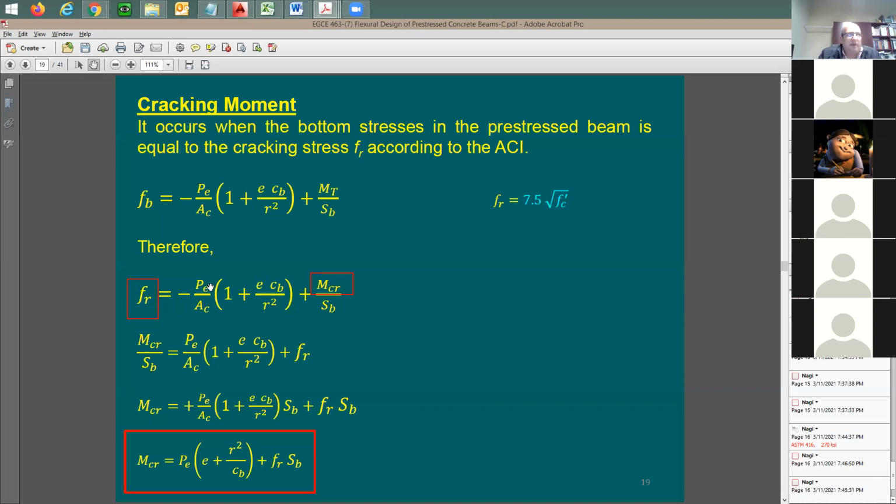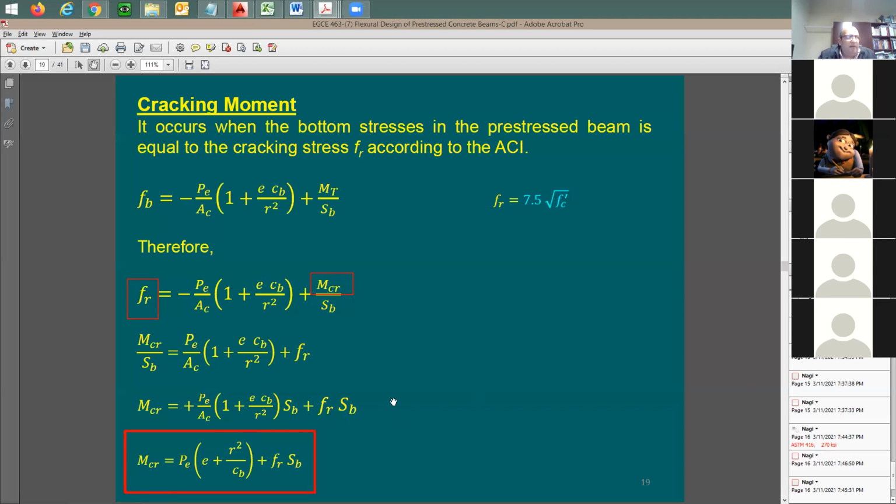After maybe a couple of weeks, you're going to be losing the force from Pi to Pe. So we're already at Pe here. So I'm going to take this equation and write Mcr here and write fr right on the stress side. I can rearrange and put Mcr on one side. This is going to be my goal, to find out the cracking moment based on all the other stuff. This is exactly what we have done. I'm going to have one equation for the cracking moment in terms of Pe, eccentricity, section properties, and the stress at the cracking point, which is this value here, 7.5 square root of f'c. It's going to be that simple.